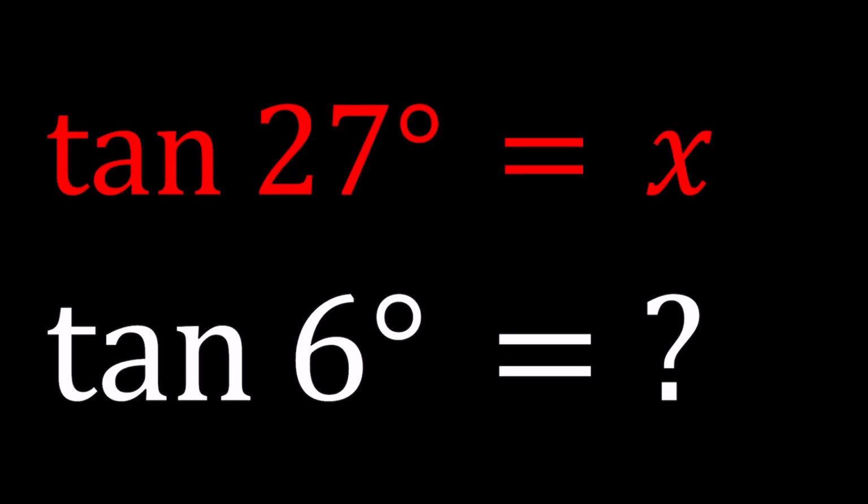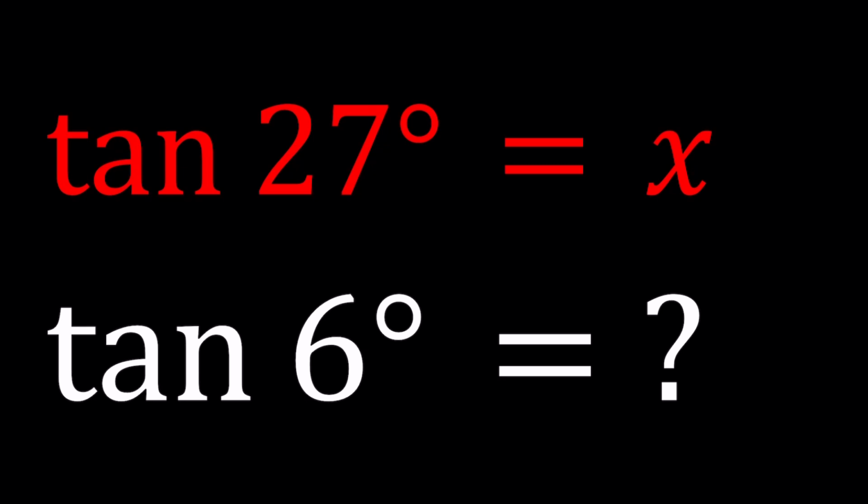Hello everyone. In this video, we're going to be dealing with trigonometric expressions. We have tangent 27 degrees equals x, and we're supposed to find the tangent of 6 degrees in terms of x, kind of like a function of x.